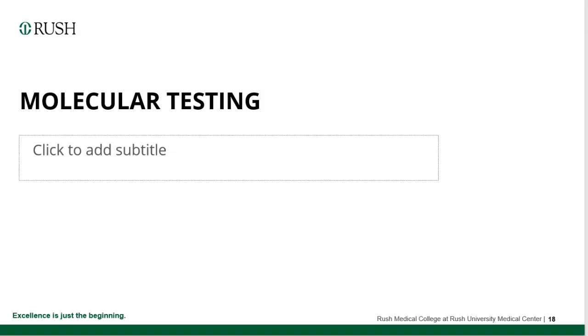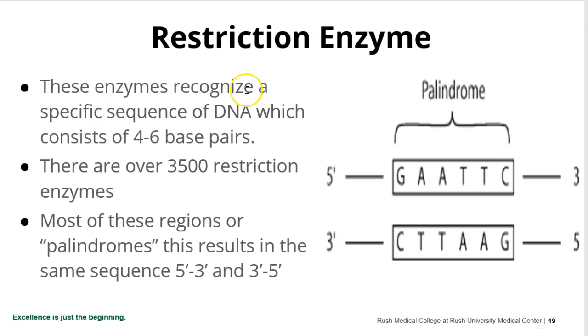So how do we determine that with molecular testing? One is we use restriction enzymes. There's over 3,500 restriction enzymes, and what they do is they cut the DNA at a specific point, and then we can separate them on a gel and see how big the fragment is.